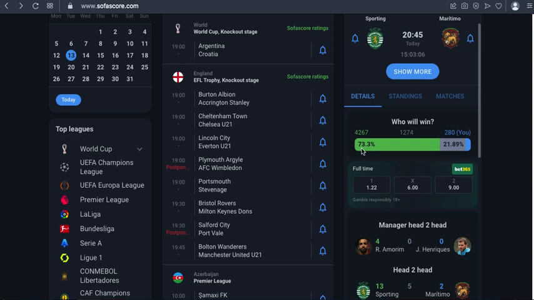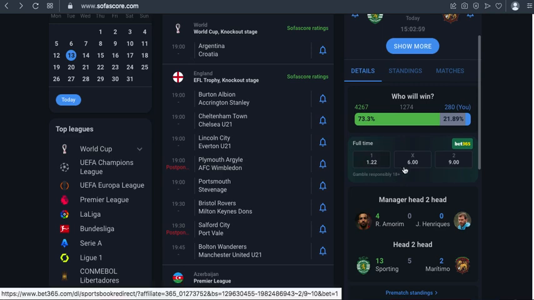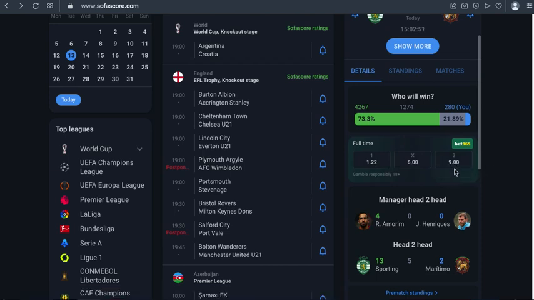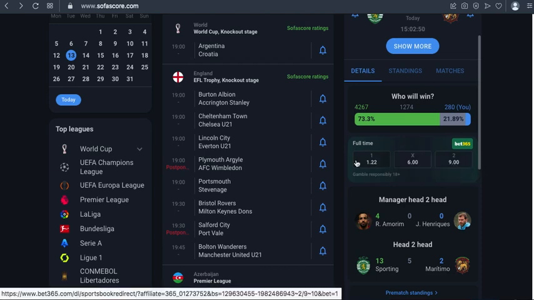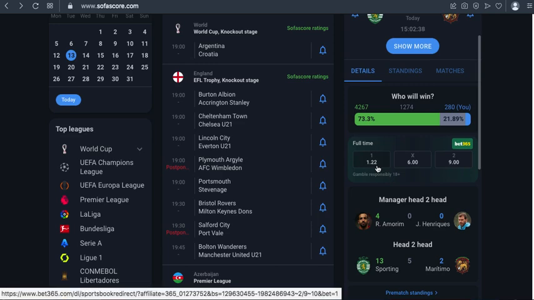73% out of 100% trust Sporting to win this game. And when you come here, you can see that full time they have given some odds. The home team, that is Sporting, has 1.22 odds, and the away team has 9.00 odds. Among these odds, Sporting has a 99% chance of winning this game, because 1.22 and 9.00, 1.22 has more chance. That is the least odds among them.